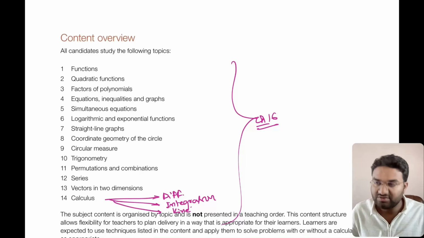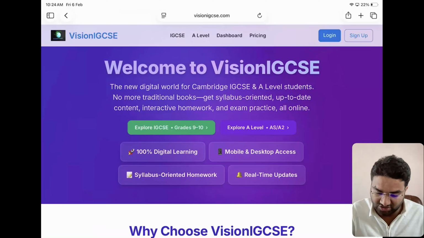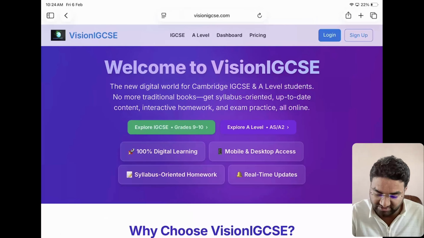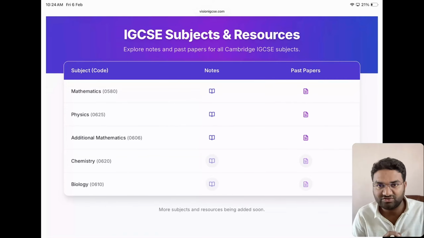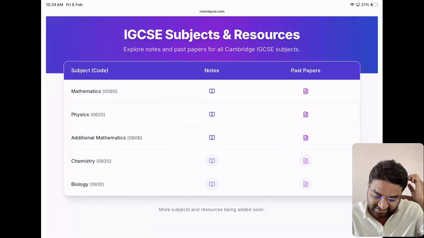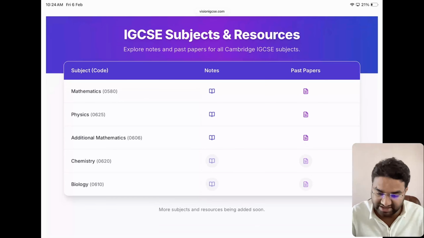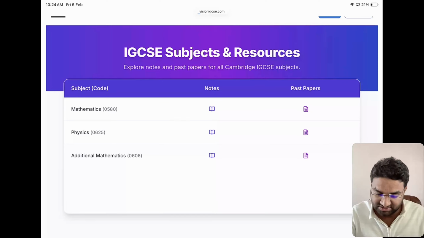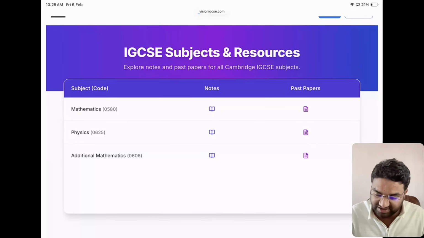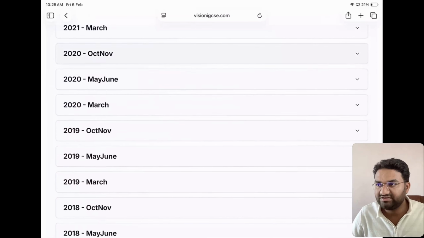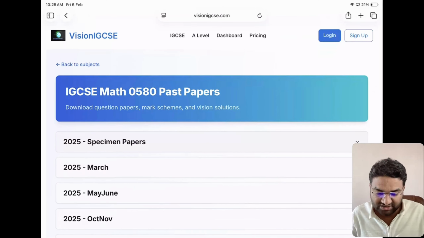visionigcsc.com. You can visit here. Okay, this is visionigcsc.com. Here, if you look, we have the IGCSE, AS and A level dashboard and pricing parts. If you click the IGCSE part, you will see the subjects and resources content page: mathematics, physics, additional math. You have a notes part. Then apart from notes, past year papers are also included, meaning we have updated all the past year papers. You can see here all these past year paper questions are also covered.